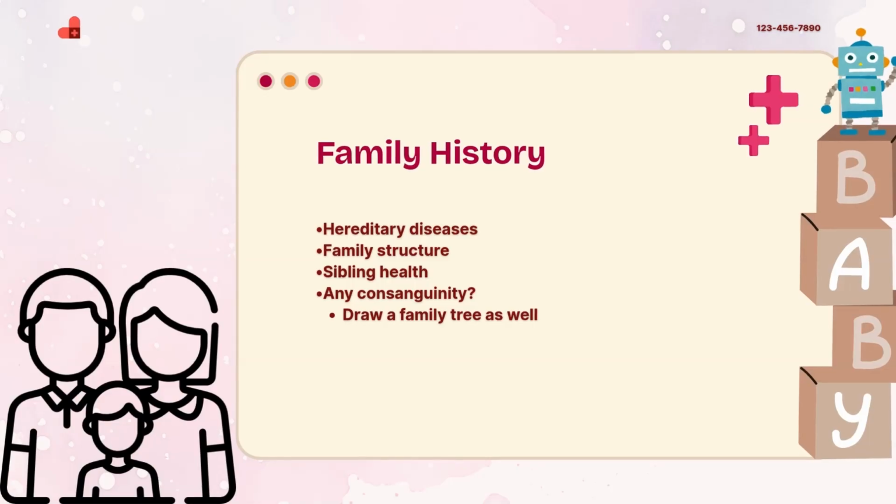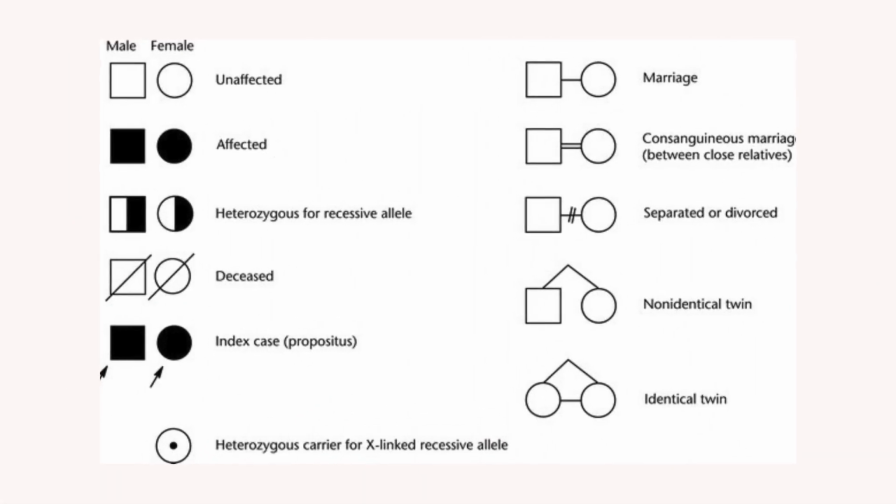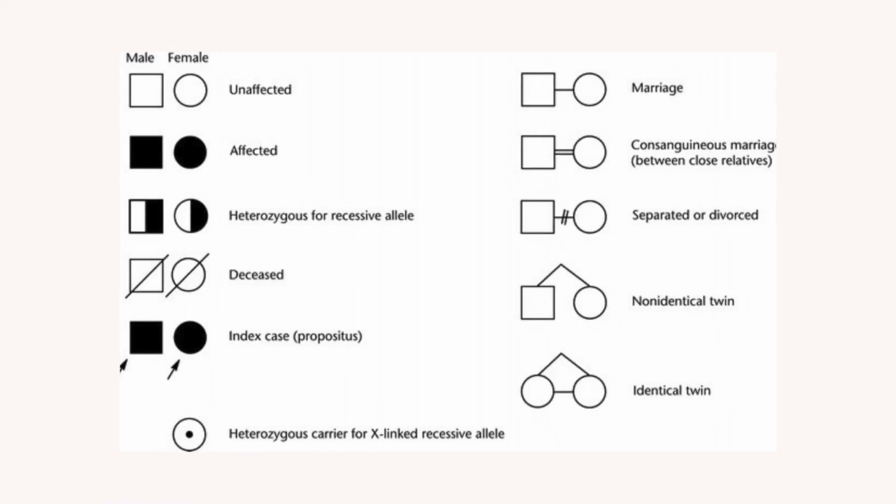Now moving towards family history. So you can ask about hereditary diseases running in the family, their family structure, siblings' health, any consanguinity, and you can also draw a family tree for further diagnosis. And for drawing a family tree, I have just posted a picture for you guys for help. You can take help from it while drawing.